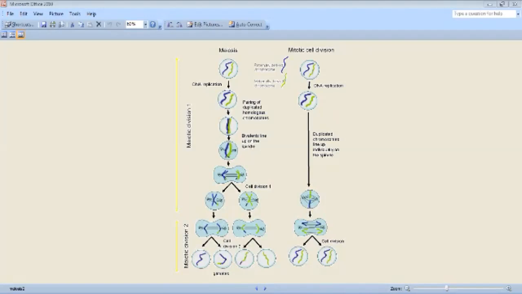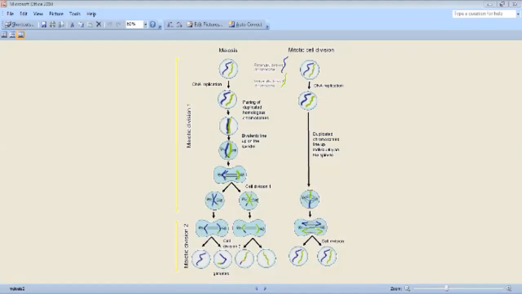But here what is the difference in the cells? The daughter cells are not identical to each other, because in the meiosis, gametes have different chromosomes here. So one of the cells will have X, another will have Y, another will have a different chromosome.